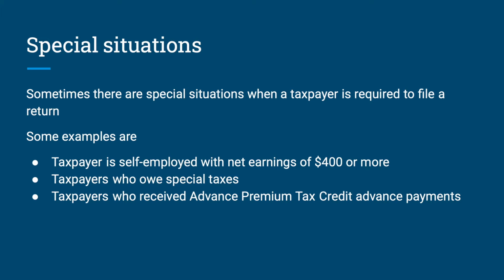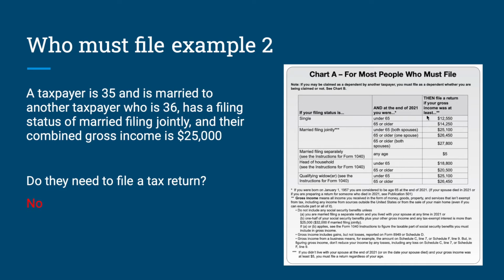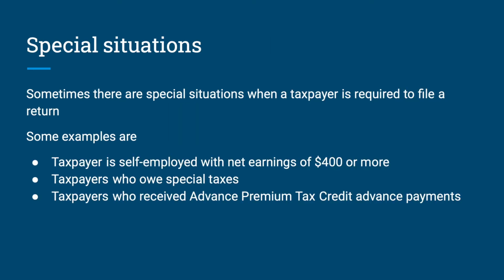But some examples of when a taxpayer would be required to file a return, even though they would not potentially be so under the chart that we just looked at, is when a taxpayer is self-employed and they have net earnings of $400 or more, a taxpayer who owes special taxes, and that is very, very vague, but there are a lot of different special taxes they could owe. And so again, you just need to refer to publication 4012 for that, or taxpayers who received advance premium tax credit advance payments. So if any of those three situations apply, even if they do not have to file under this chart here, they still would be required to file a return.